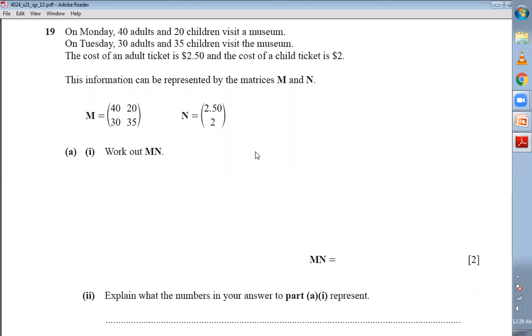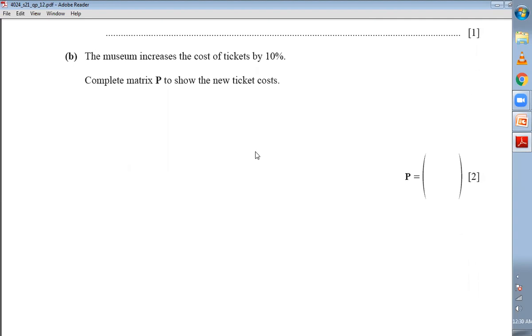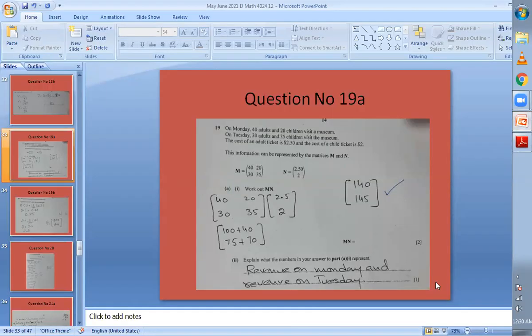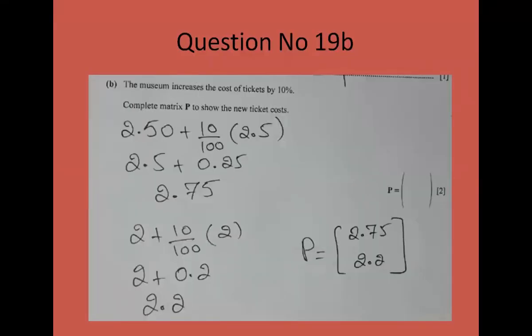And the next question is: the museum increases the cost of tickets by 10%. Complete the matrix P to show the new ticket cost. Okay, so the price has increased 10%. The price of the adult ticket was 2.50. So when you increase 2.5 by 10%, you write 2.5 plus 10 by 100 into 2.5. So you will have 2.5 plus 0.25, and that will be 2.75. So the new cost of the adult ticket will be 2.75.